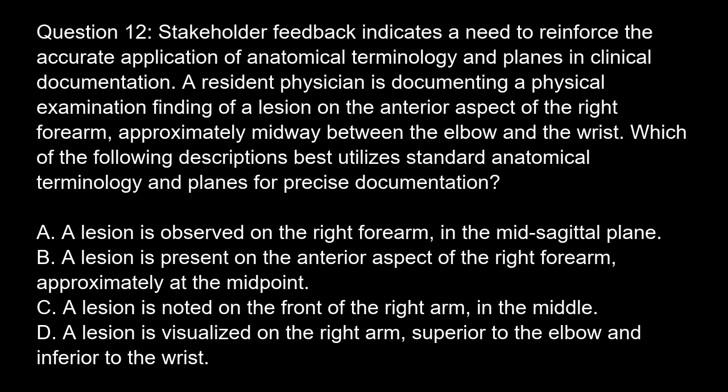Question 12. Stakeholder feedback indicates a need to reinforce the accurate application of anatomical terminology and planes in clinical documentation. A resident physician is documenting a physical examination finding of a lesion on the anterior aspect of the right forearm, approximately midway between the elbow and the wrist. Which of the following descriptions best utilizes standard anatomical terminology and planes for precise documentation? Option A. A lesion is observed on the right forearm in the midsagittal plane. Option B. A lesion is present on the anterior aspect of the right forearm, approximately at the midpoint. Option C. A lesion is noted on the front of the right arm in the middle. Option D. A lesion is visualized on the right arm, superior to the elbow and inferior to the wrist.